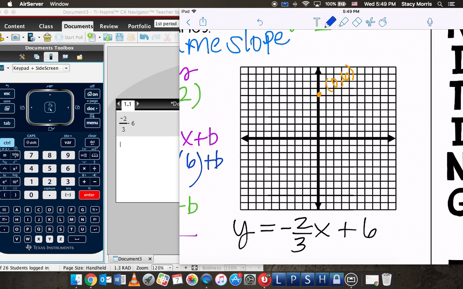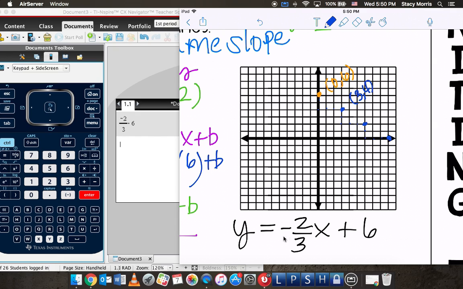So if I put the negative with the 2, I'm going to go down 1, 2, and then I have to go right positive 3. Right 1, 2, 3. So my next point will be right here. I would do that again. Down 1, 2, right 1, 2, 3.